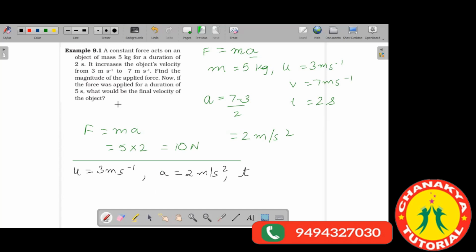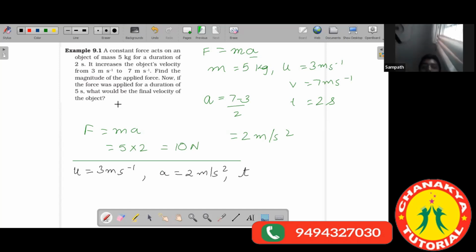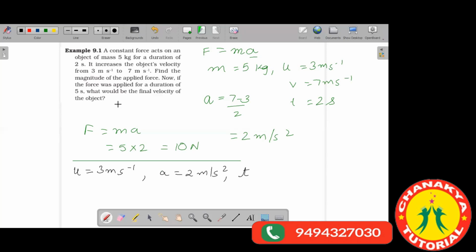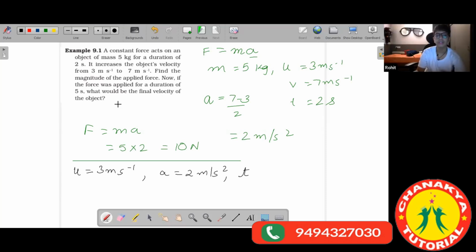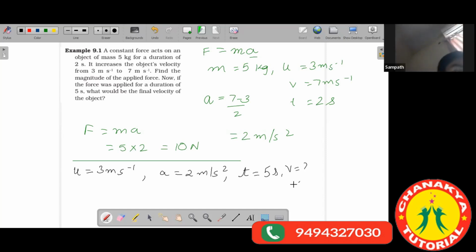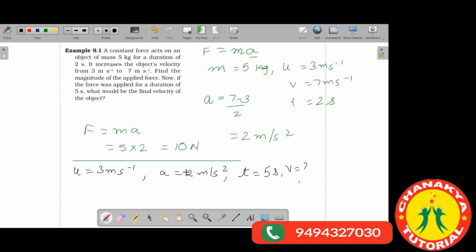5 seconds. Yes. So you are applying the force for 5 seconds, there will be acceleration also for 5 seconds. So time here is 5 seconds. And now we want to find out the final velocity. Sir, final velocity will be 13 m/s. So you will use your first equation of motion and find the final velocity.